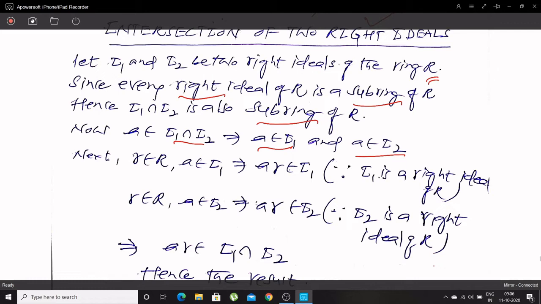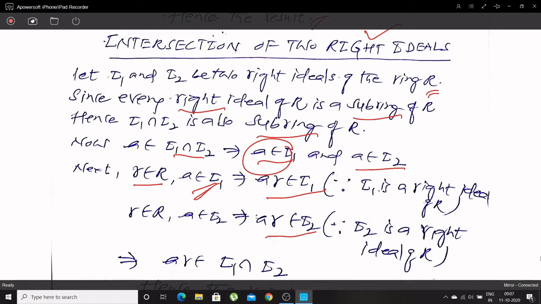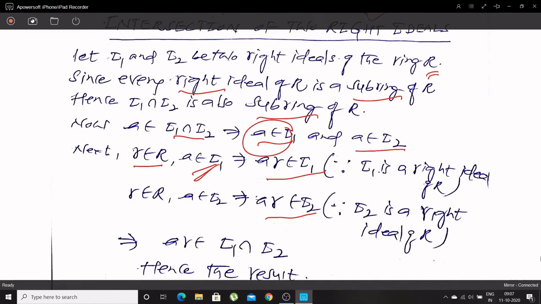To verify the second condition of a right ideal, take an element of R. That means r belongs to ring R, a belongs to I1, their product ar also belongs to I1. Similarly, ar belongs to I2. What it indicates? ar belongs to I1 intersection I2.